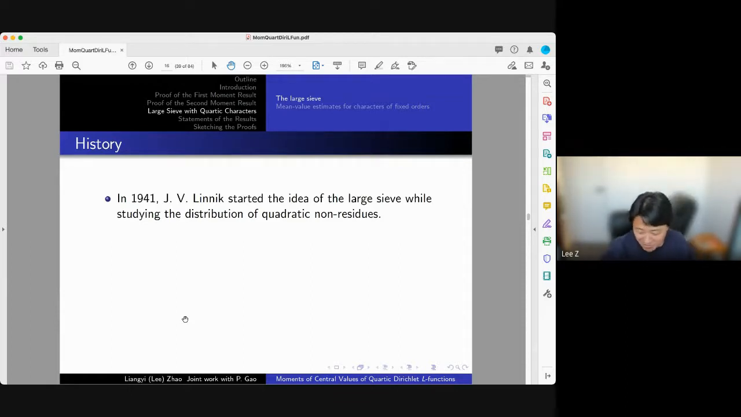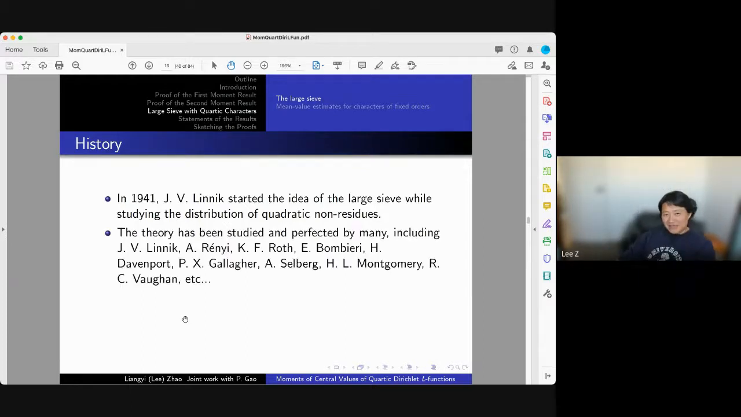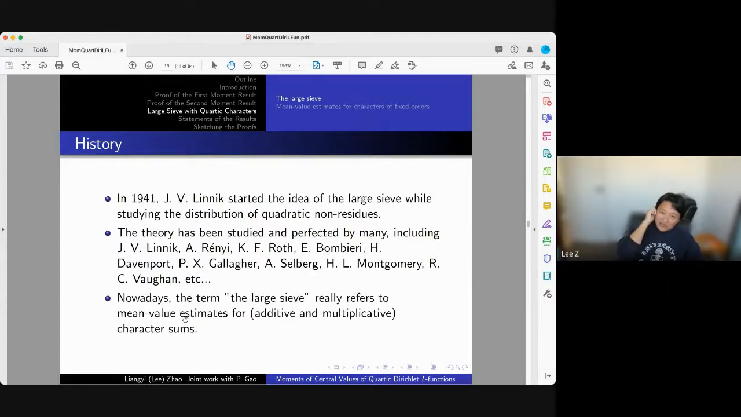Linnik was the first person to study the large sieve, although back then it was somewhat different. He was studying the distribution of quadratic non-residues, and this theory has been studied and perfected by many, including Linnik, Rényi, Roth, Bombieri, Gallagher, Davenport, and so on. You will have noted 2 Fields medalists in that list of names. So nowadays, the term large sieve really refers to a sort of mean value estimate for character sums.